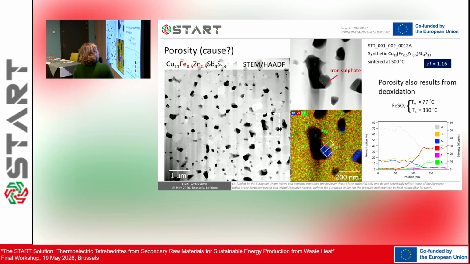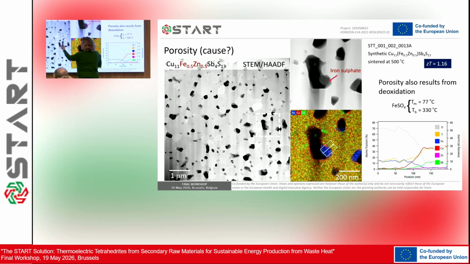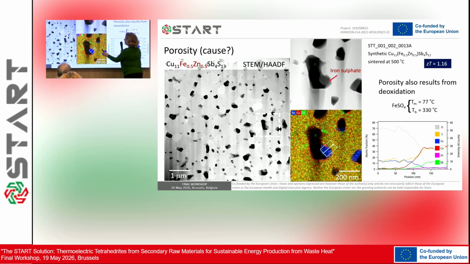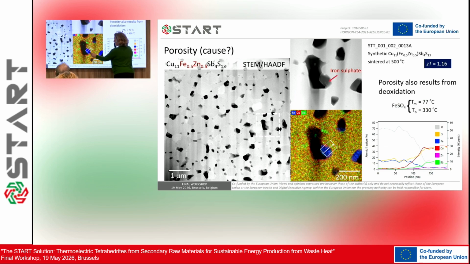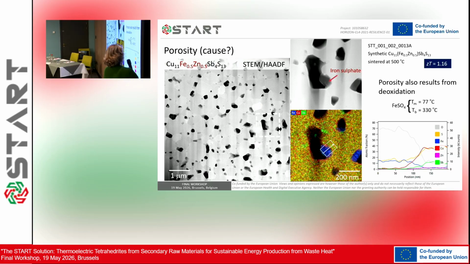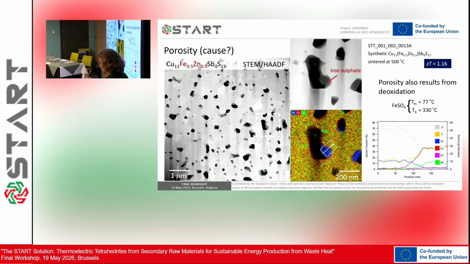In this case, this is an iron zinc sample, synthetic. And when you look, again, a lot of pores, but now it seems there's something inside the pores. If you try to analyze what's inside the pores, this arrow here corresponds to this line profile, and you see iron, and you see sulfur, and you see oxygen. So what we have is a sulfate. And iron sulfate has a boiling point of 330 degrees C.